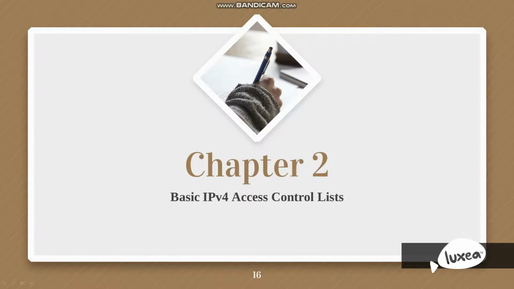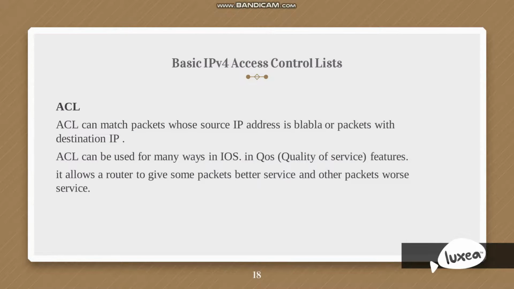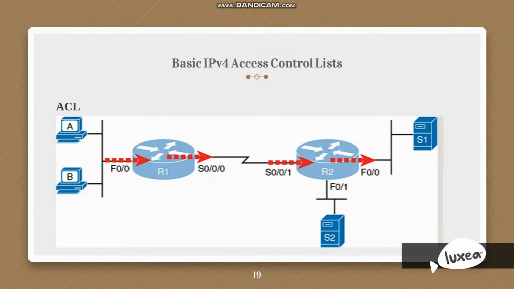Chapter 2, Basic IPv4 Access Control Lists. An ACL can match packets whose source IP address is a certain value, or packets with a certain destination IP. Also, ACLs can be used in many ways in IOS. In QoS, quality of service features, it allows the router to give some packets better service and other packets worse service. Let's check the picture.